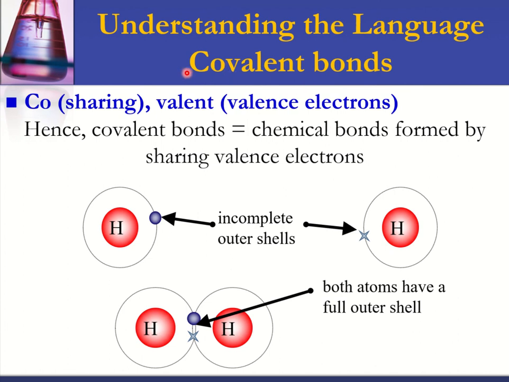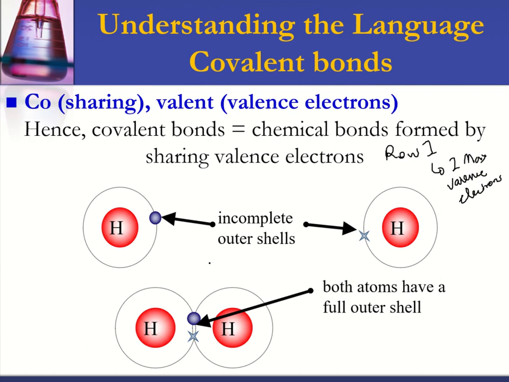Alright, so let's understand the language when we talk about covalent compounds. So co stands for sharing, valent means valence electrons. So when we talk about covalent bonds, we're talking about chemical bonds formed by sharing valence electrons. So you can see we have two hydrogen atoms here. Both have one valence electron. Now, if you're in the first row, row number 1, you can have a maximum of 2 valence electrons.